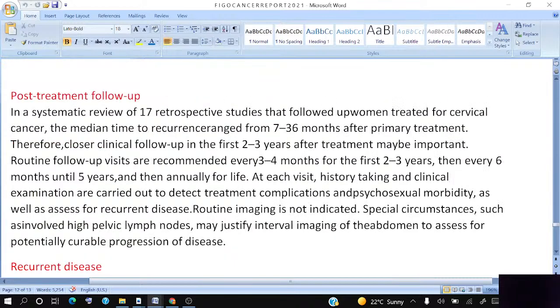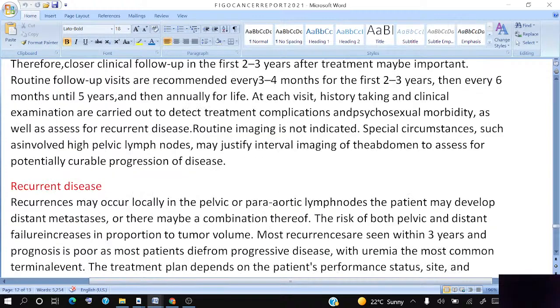So post-treatment follow-up: they said to be systematically found at 7 to 36 months after the primary treatment. Clinically, the close follow-up in the first 2 to 3 years after the treatment is important. The routine follow-up can be every 3 to 6 months, and in the first 2 to 3 years every 6 months, and until 5 years.